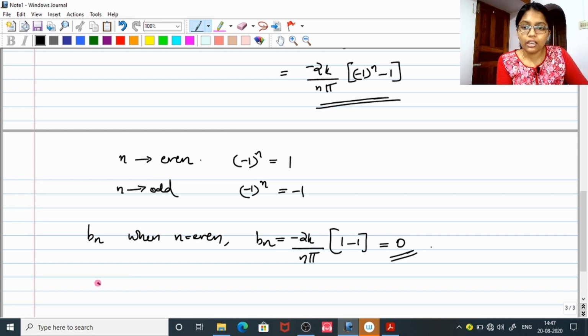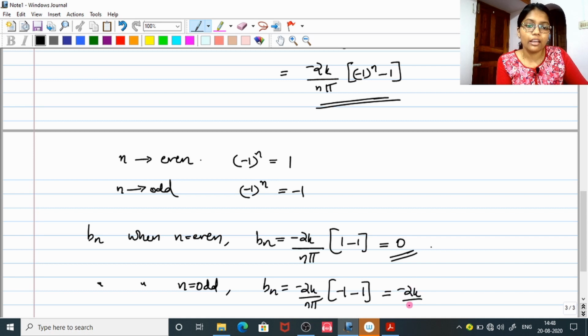Also Bn, when n is odd, what is that now? Bn equals minus 2k by n pi. What is negative 1 raised to n when n is odd? It is simply negative 1. So it is negative 1 minus 1, so minus 2k by n pi times minus 2. So negative into negative is positive, and 2 into 2 is 4.